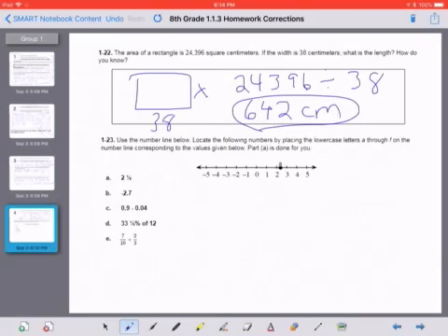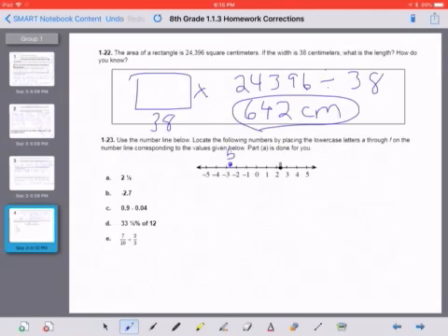The last question says to use the number line below, locate the following numbers by placing the lowercase letters A through F on the number line corresponding to the values given below. I think a lot of you thought that this was multiple choice or did not change the answer into what it actually equaled. So for the first one, it's done for you. It's 2 1/3. So A is in the proper place. Negative 2.7 would be approximately between -3 and -2, closer to -3.